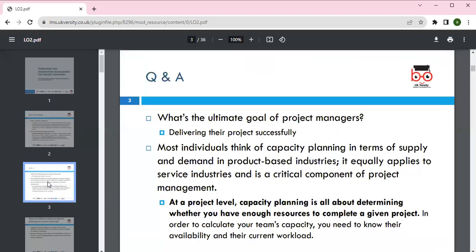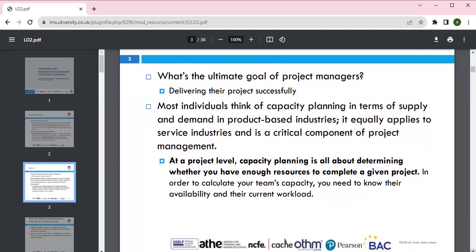So what is the ultimate goal of the project manager? Delivering their project successfully. A project can mean any discipline, task or activity, according to the PMO, project management organization, and the PMI, Project Management Institute, which is a chartered institute in the UK. Most individuals think capacity planning in terms of supply and demand in product-based industry, but it equally applies to the service industry, and to project levels.